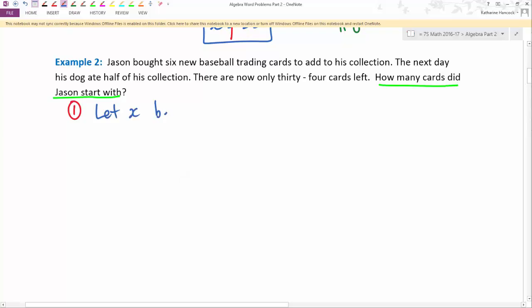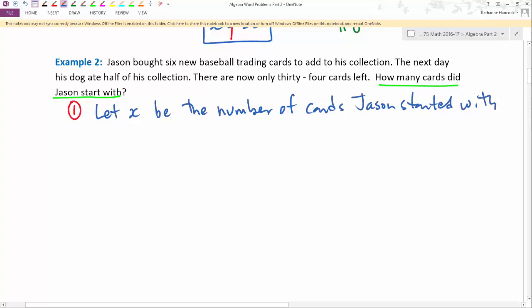Let x be the number of cards Jason started with. That was step 1. Step 2 is to write the equation, and it said Jason bought 6 new baseball trading cards to add, and then the next day dog ate half, and now only 34 cards. So let's go back. Now only 34 cards. It's going to equal 34, whatever we're doing.